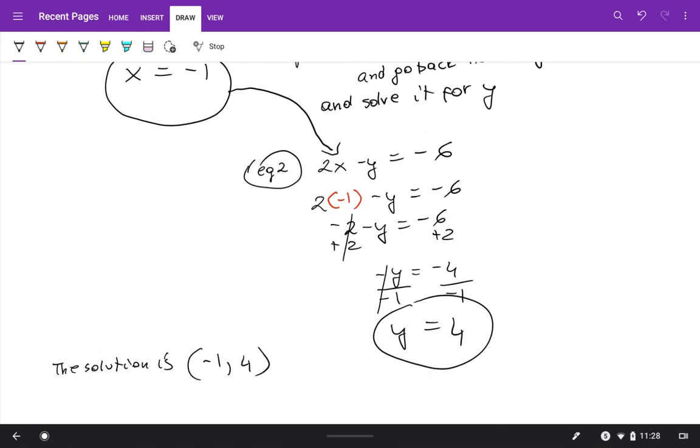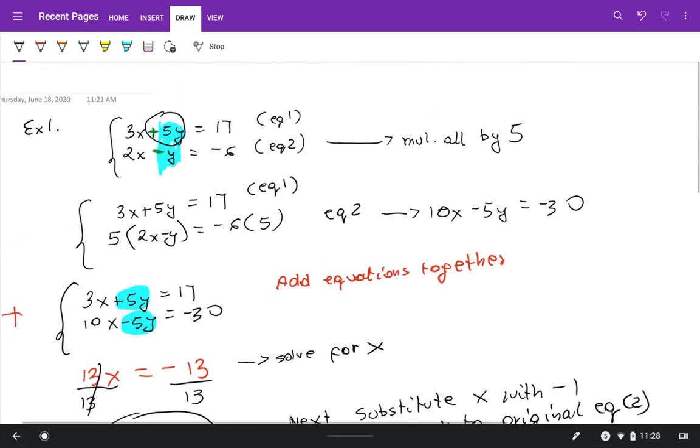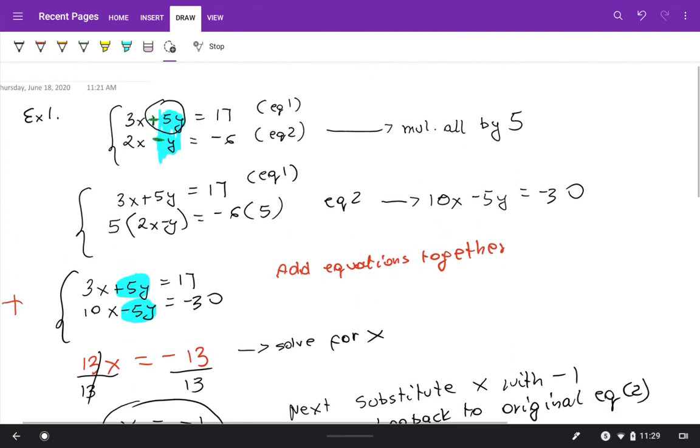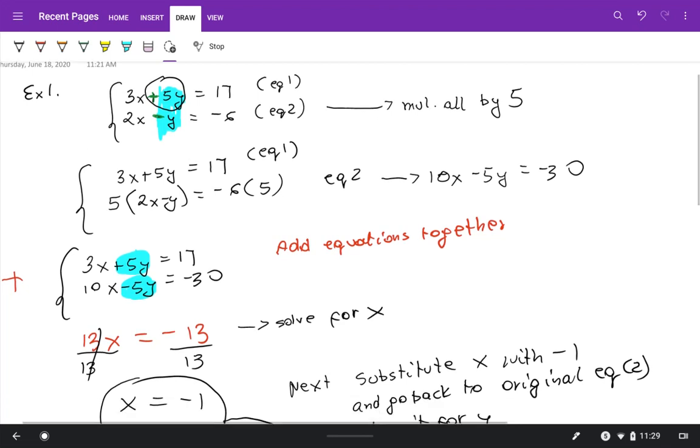When you solve a system of equations, you can always check if that point is the solution by replacing x and y in original equations 1 and 2 with those values and making sure that you end up with 17 and negative 6. I'm going to skip checking the work for you guys, but this is how you solve a system of equations by addition, which means the elimination method. You always want to eliminate one of the variables.